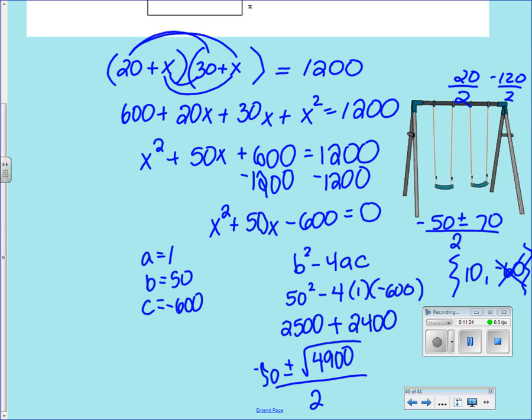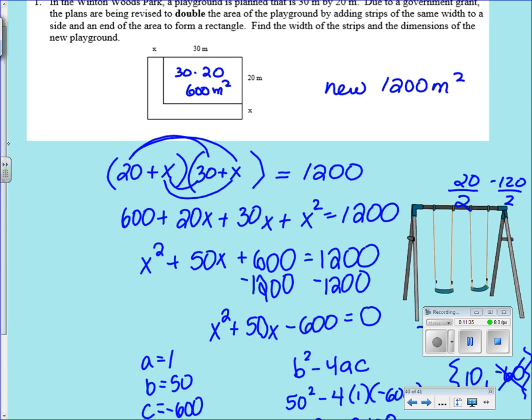So therefore, they must have increased each side by how much? 10 meters. So the question was asking, what are the dimensions of the new playground? The new dimensions are just going to be 10 more on each side. So x is really going to be 10, and my new playground is going to be 40 by 30. Wait, no, not feet, meters.